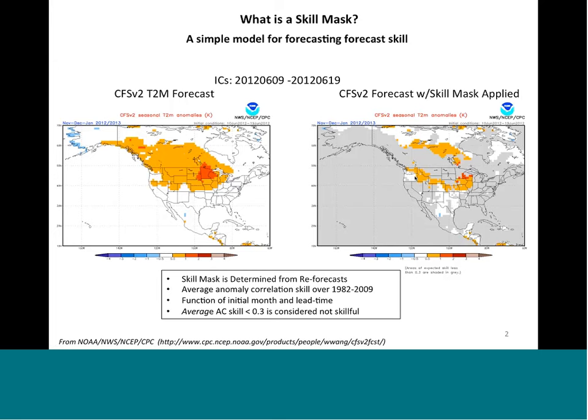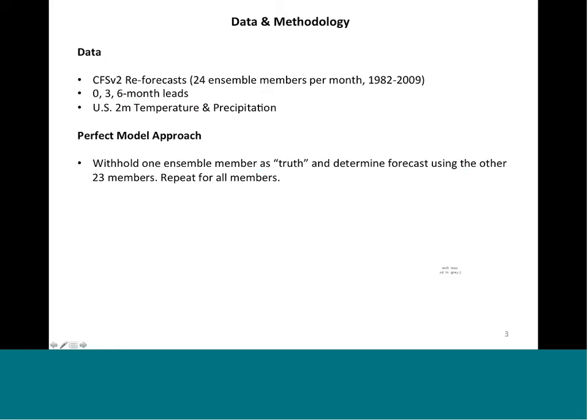So what we'd like to do is to be able to do better than that in applying a skill mask, maybe by producing a more sophisticated forecast of forecast skill. I'm going to develop a skill mask conditional on ENSO, using the CFS V2 reforecasts at 0, 3, and 6-month leads for temperature and precipitation, mostly focused over the U.S., although I'll show some global plots as well. We're going to do this in a perfect model context, where we withhold one ensemble member as truth, determine the skill using the other 23 members, and repeat that for all members.